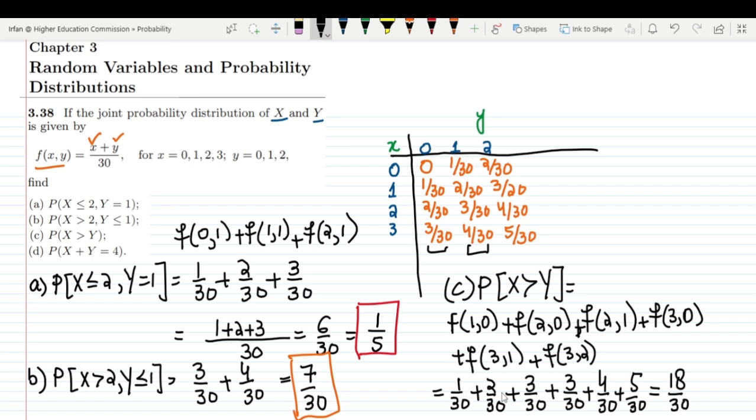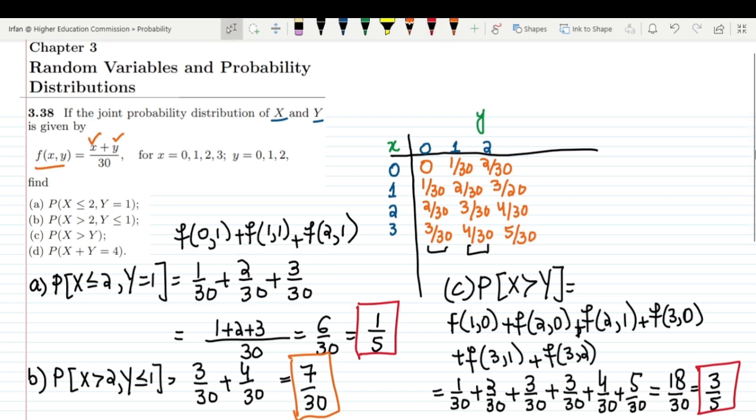We can see that 1 plus 2 is 3, 3 plus 3 is 6, 6 plus 4 is 10, and 10 plus 8 is 18. So here we will get 3 by 5, which is the answer of part C of my question, okay.